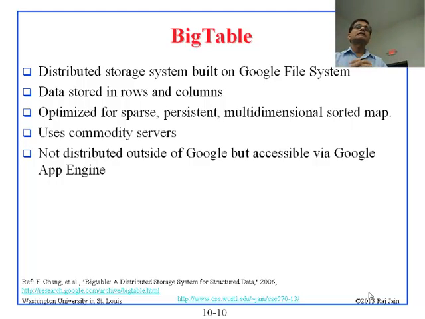So the key thing about this data is that if you have lots of rows, most of the rows might not have a lot of information because they might be empty. Okay, so sparse data. This is designed for that. It is optimized for sparse. Sparse means mostly empty. Okay, and then they again use commodity servers, and this is not used outside of Google but accessible by Google App Engine. So Google has this API which they have published. If you use that API, you can use their table.